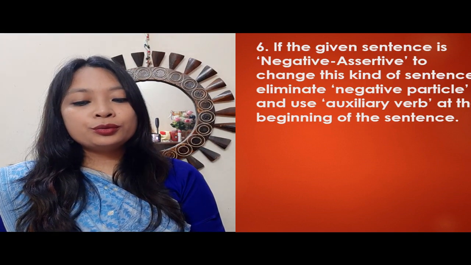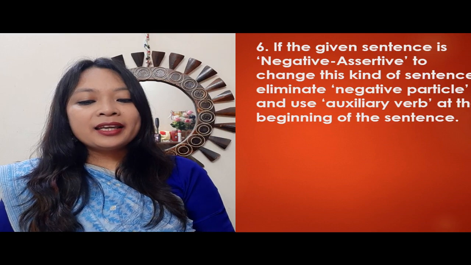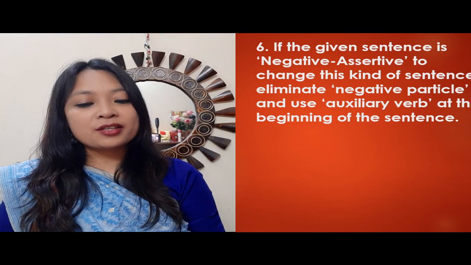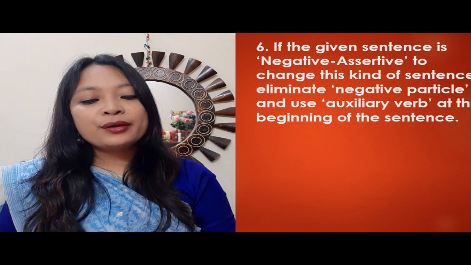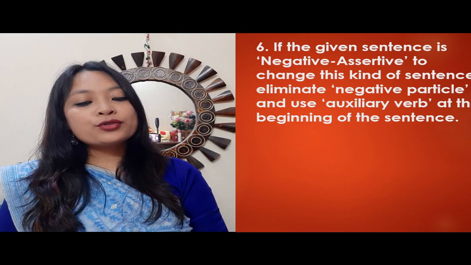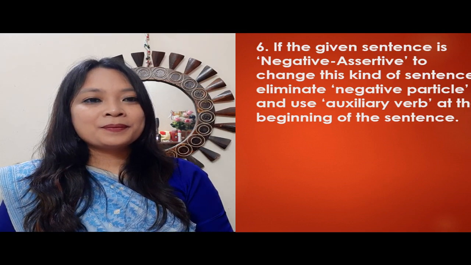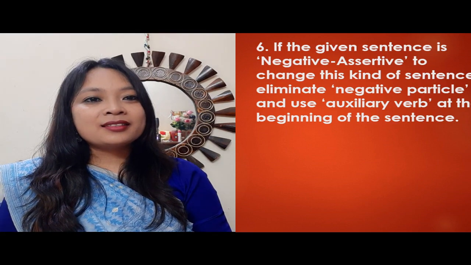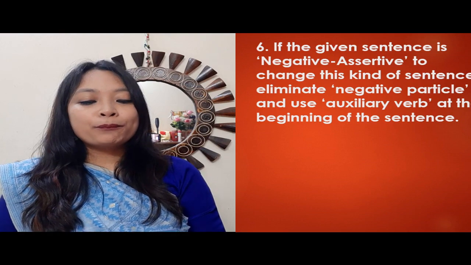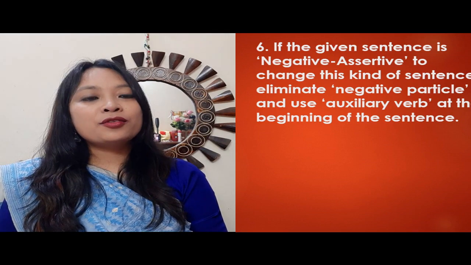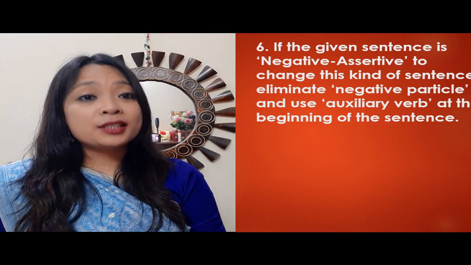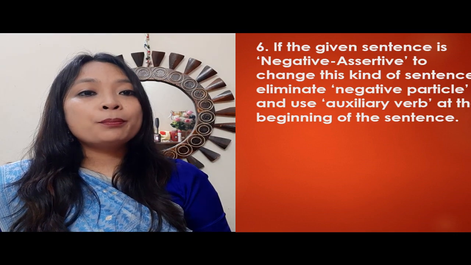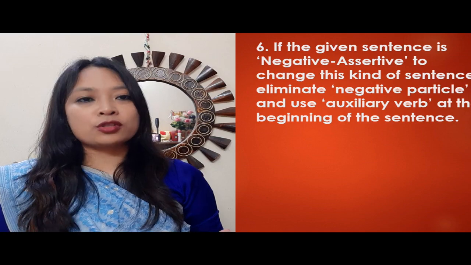Right. Now let's move to the second part. If the given sentence is negative assertive, to change this kind of sentence, eliminate the negative particle and use the auxiliary verb at the beginning of the sentence. So dear boys, this rule says if you have a negative assertive sentence, then what to do? How to change the sentence from negative to interrogative? Firstly, you have to remove the negative particle. That means you have to remove not.